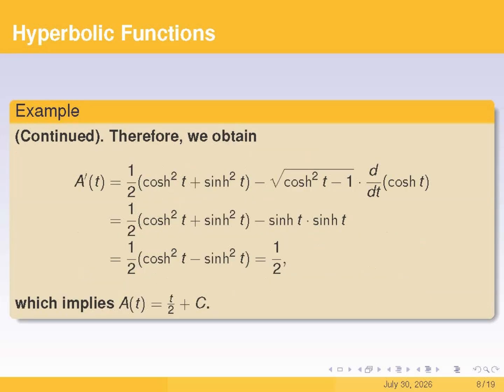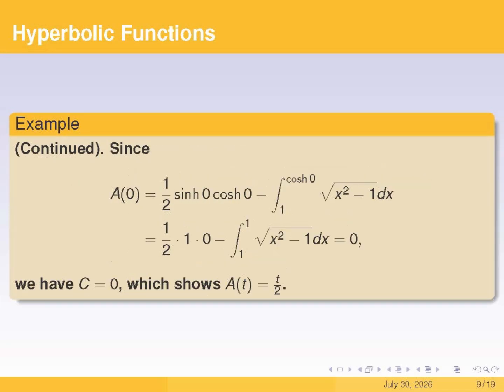After differentiating the above two terms, we obtain the first equality on the screen, which utilizes the facts that the derivative of hyperbolic sine is equal to hyperbolic cosine, and the derivative of hyperbolic cosine is equal to hyperbolic sine. The second equality then uses the identity hyperbolic cosine squared minus hyperbolic sine squared equals 1. After further algebraic operations, we arrive at the final constant of 1/2. Therefore, the original function is t over 2 plus a constant c.